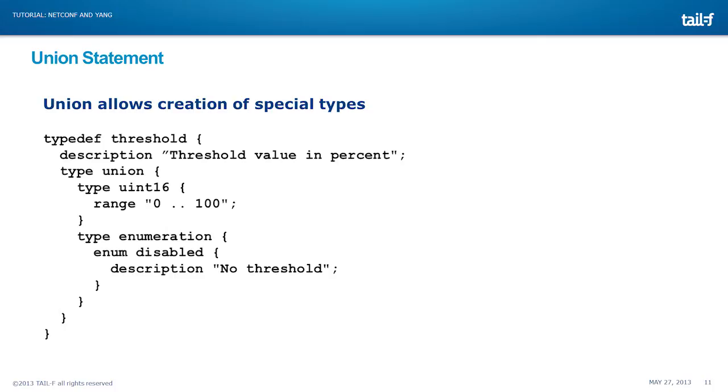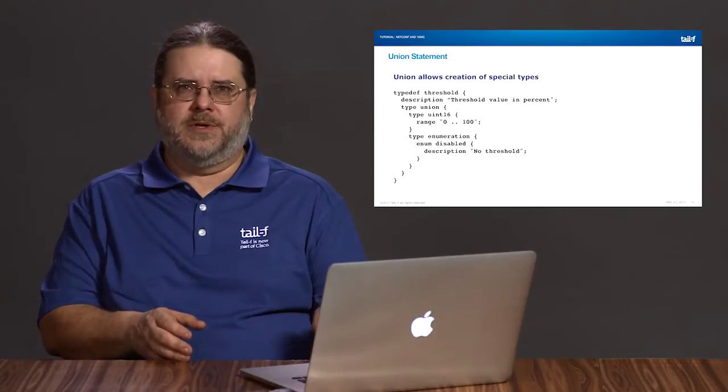Here, we see that we've declared a type called threshold, and we use type union within threshold. So union can be an unsigned 16-bit integer, which takes the values of 0 to 100, or it can be an enumeration with one enum value of disabled. So this means the user can enter the value of 0 to 100 or disabled. In, for example, the ConfD CLI, this will be rendered so that when they're setting the value of something which has type threshold, they can enter any number between 0 and 100 or the word disabled.